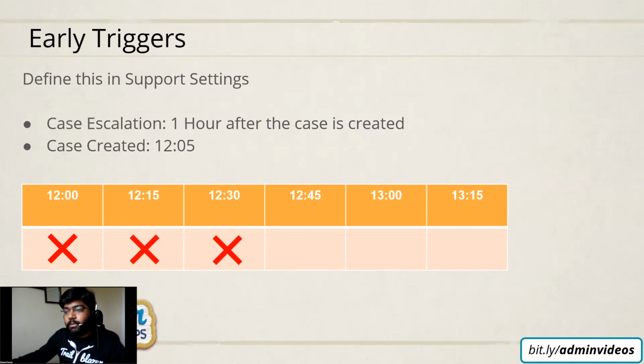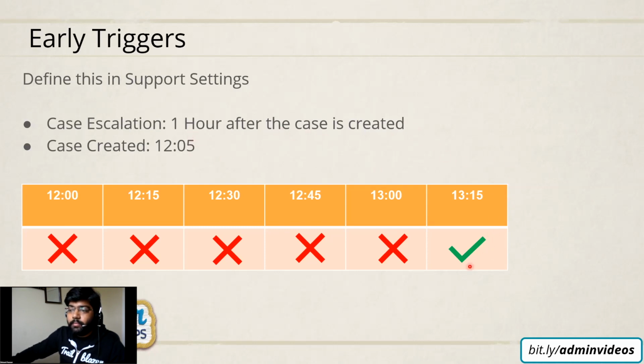12:30 not escalate, 12:45 not escalate, 1 o'clock not escalate because it is still 55 minutes only, it has not completed 1 hour. But at 1:15 it will escalate because it has gone above 1 hour. It is 1 hour 10 minutes since the case was created, so it has gone escalated. But now you see the escalation has happened after 1 hour 10 minutes, and not at 1 hour, right, which we wanted, that it get escalated at 1 hour.